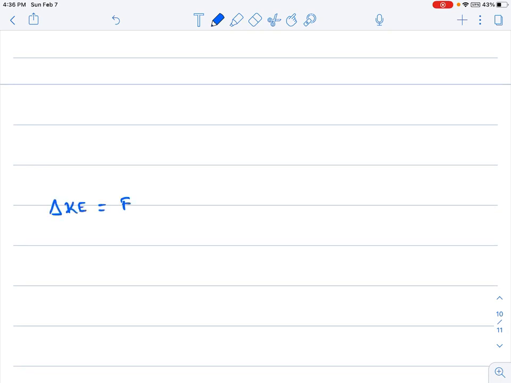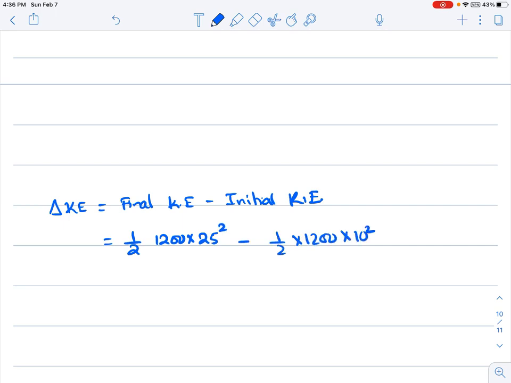Delta KE means final kinetic energy minus initial kinetic energy. Final kinetic energy is 1 by 2 times 1200 times final velocity 25 squared, minus 1 by 2 times 1200 times initial velocity 10 squared. Let me quickly pull up the calculator. 600 times 25 squared minus 600 times 10 squared. When I do that, I get 315,000 joules. This is the delta KE.